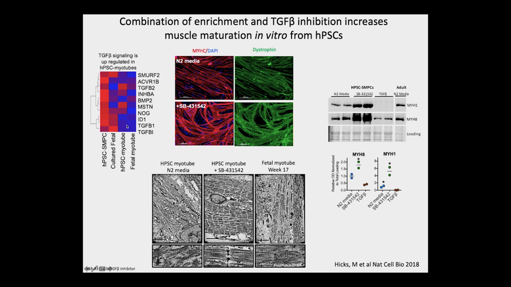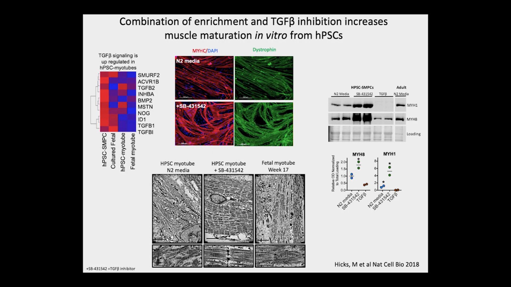And so Michael went back and did sequencing to look, and one of the things that we found was that TGF-beta signaling is upregulated and stays up in the pluripotent stem cell-derived cells. This is no surprise in the muscle world, because TGF-beta is a known regulator of myogenic differentiation. So first we added TGF-beta because we wanted to see what would happen, and actually, we completely obliterated fusion.